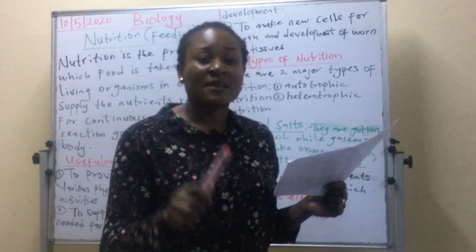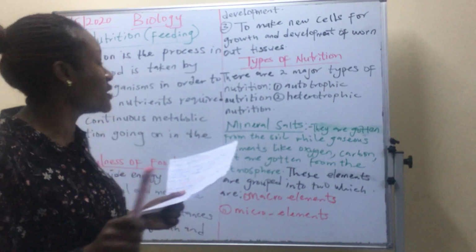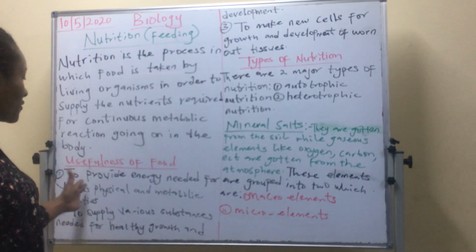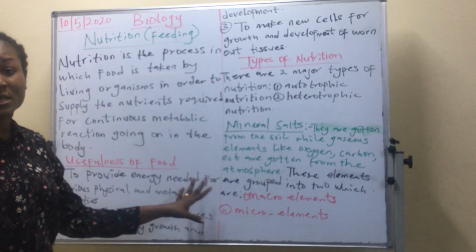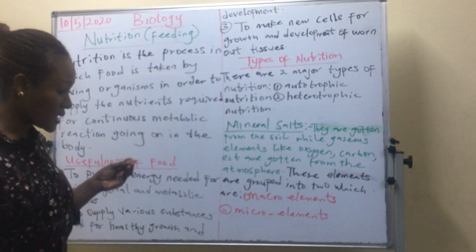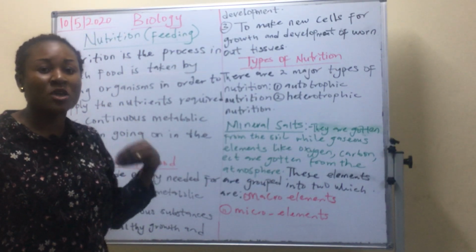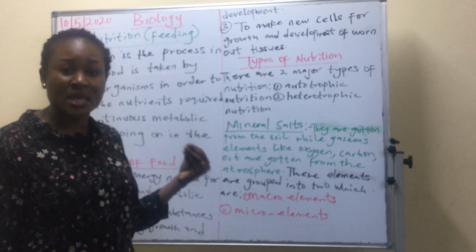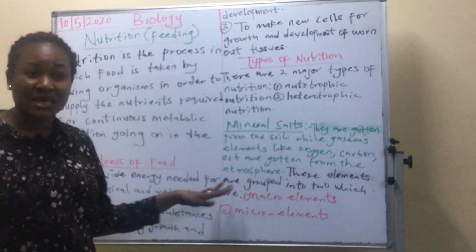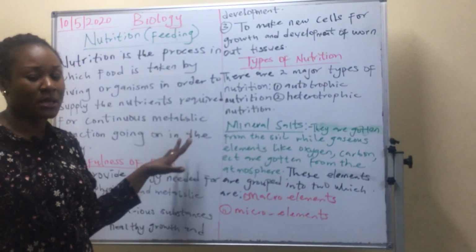So nutrition is a very essential activity in the cell of every living organism, and a major source of nutrition is food. Now, what are the usefulness of food? To provide energy needed for various physical and metabolic activities. For example, when we are fasting for a very long period of time, your energy level tends to drop, but when you recharge yourself by eating, your energy level goes up. So food gives us energy to carry out our physical and metabolic activities. In the course of the lesson, I'll tell you what metabolism is all about.